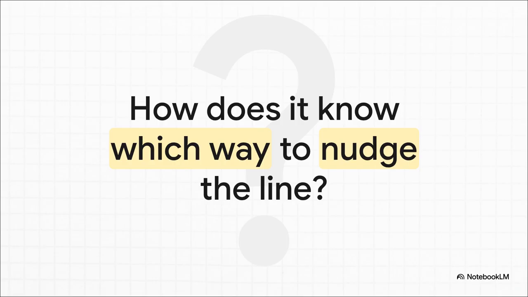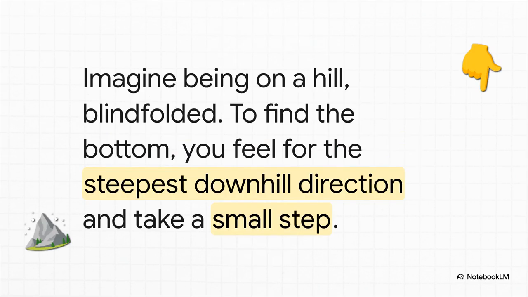Okay, but this is the critical question, right? How in the world does it know whether to make the line steeper or flatter or shift it up or down? How does it know the right direction for that nudge? The best way to understand this is with an analogy. So imagine you're standing on a hill, but you're blindfolded. Your goal is to get to the absolute bottom of the valley. What would you do? You'd probably feel around with your foot to find which way is the steepest downhill, and then you'd take a small step in that direction, and then you do it again. That is exactly what this algorithm is doing.